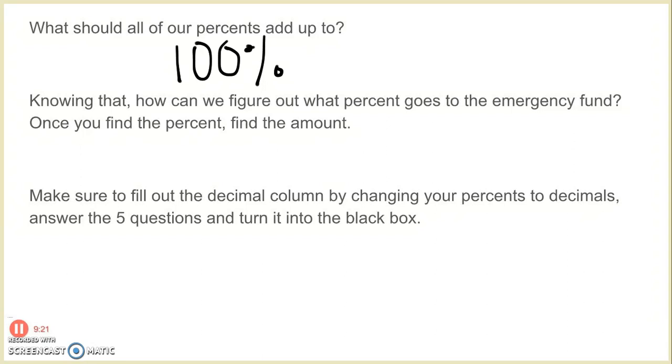So when we add up all of our percents, but not our emergency fund, you guys should have got 96%. Okay? So if it should add up to 100, then how much should go to the emergency fund? What percentage should go to the emergency fund? So we should put 4% in our emergency fund.